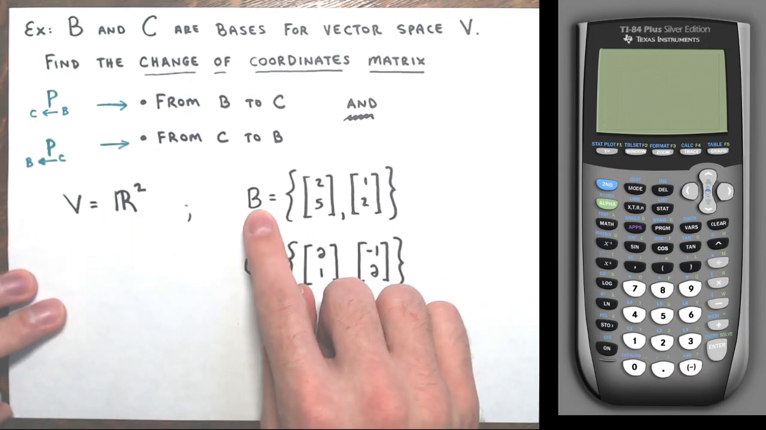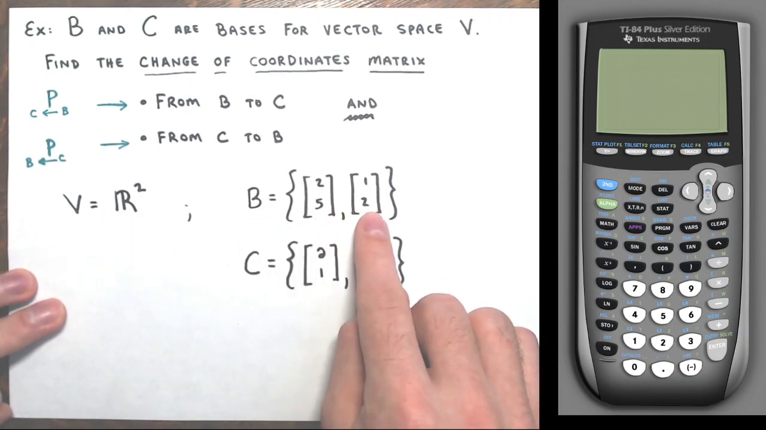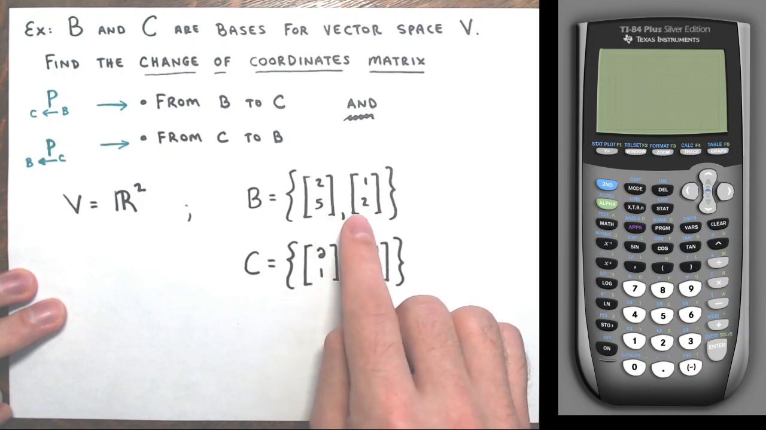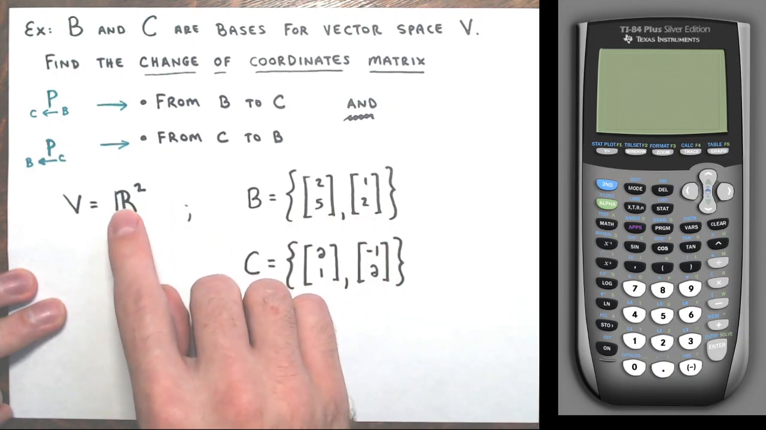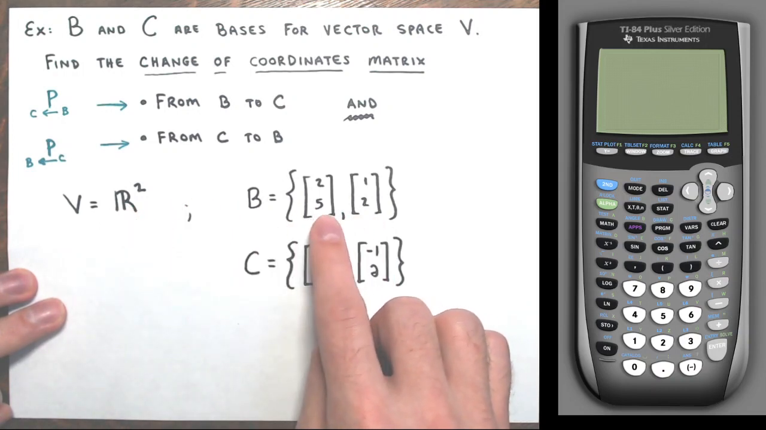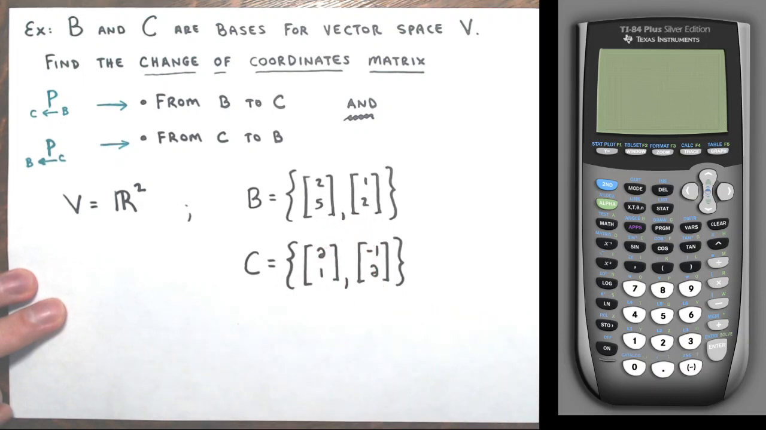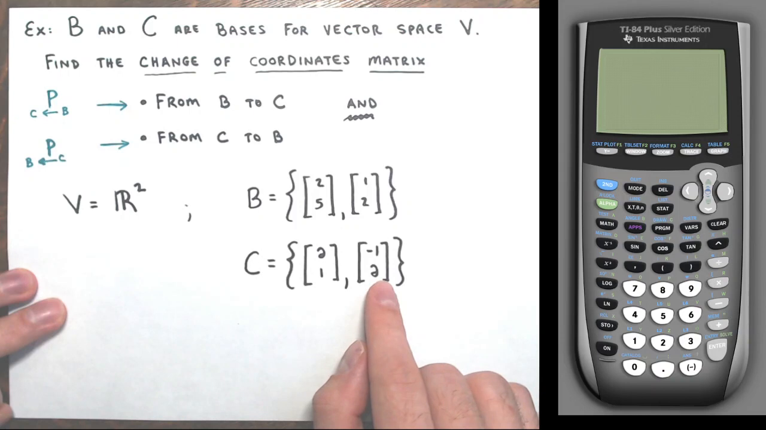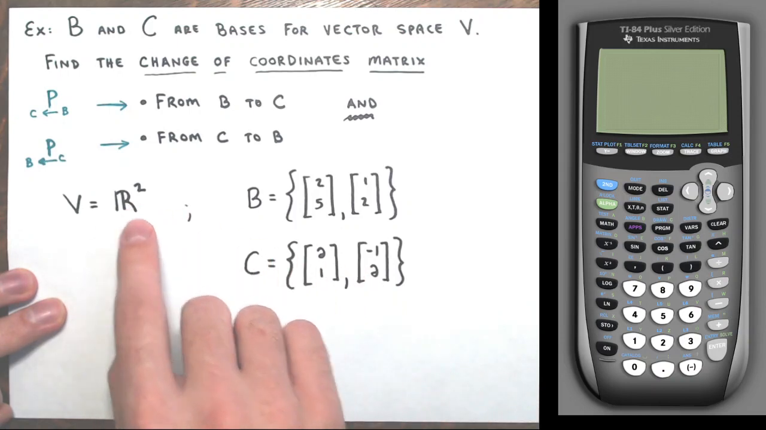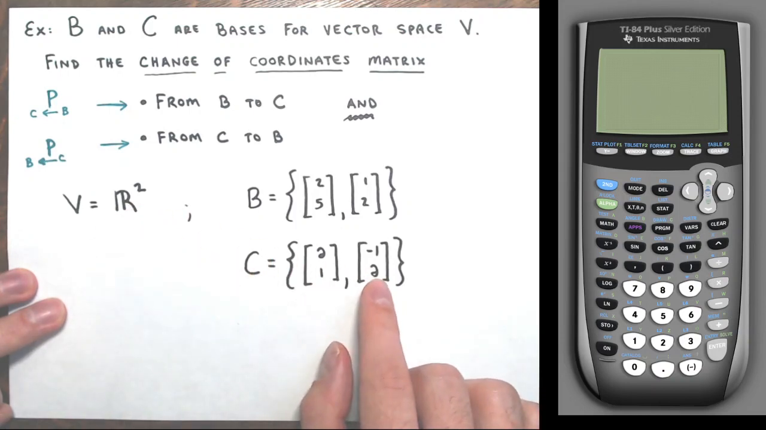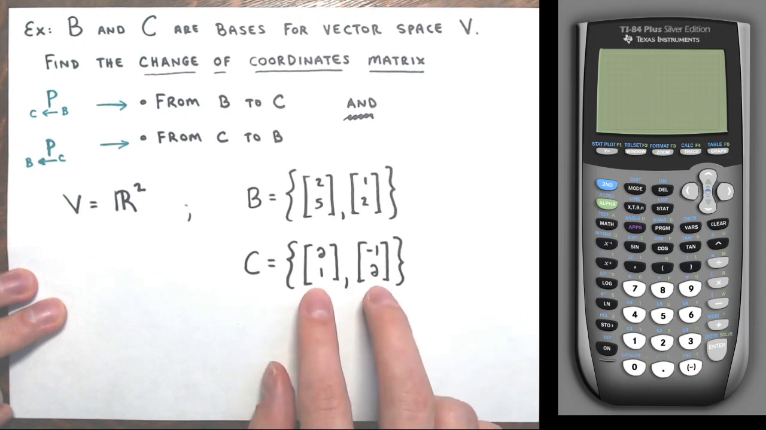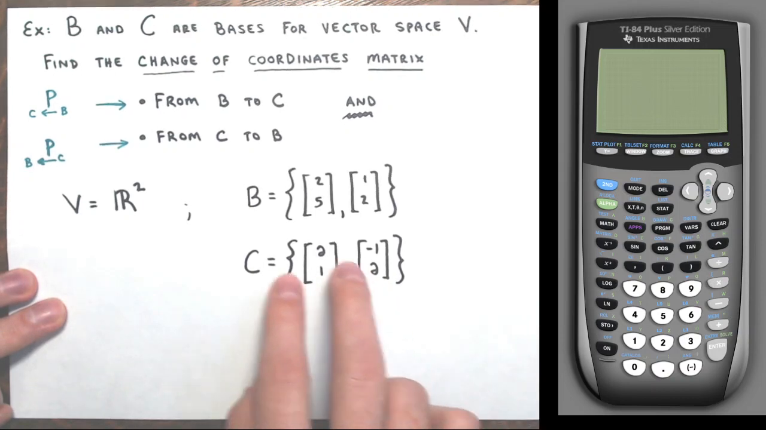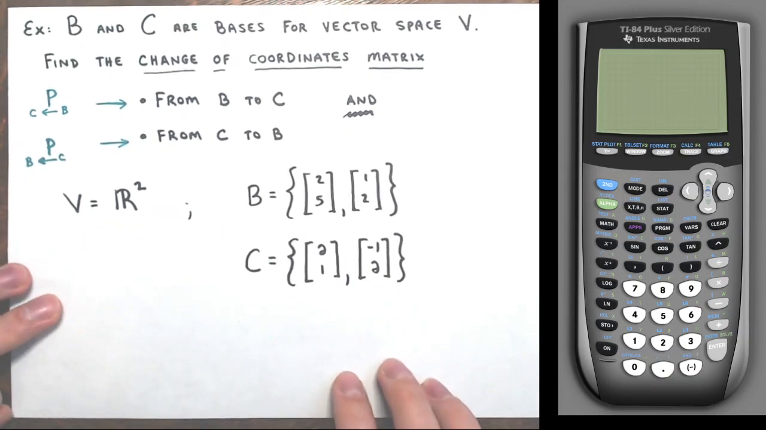Here's basis B: it has the vectors (2, 5) and (1, 2). These are building blocks for R2. Every vector in R2 can be written as a linear combination of these two, and they're independent. And C is also a basis: (2, 1) and (-1, 2). Every vector in R2 can be written as a linear combination of these two, and these two are independent, so these are like, again, some building blocks that would help me create every vector in R2 if I wanted.